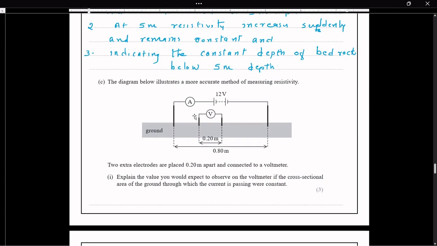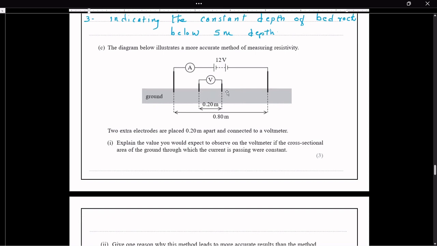Now the next part of the question, they are telling that apart from the first 2 electrodes, 2 more electrodes are connected at a distance of 2 meters with a new voltmeter. Explain the value you would expect to observe on the voltmeter if the cross-sectional area of the ground through which the current passes were constant. So everything remains constant. That means they are telling the area constant, I constant. All these things remain constant. Only the length has changed.